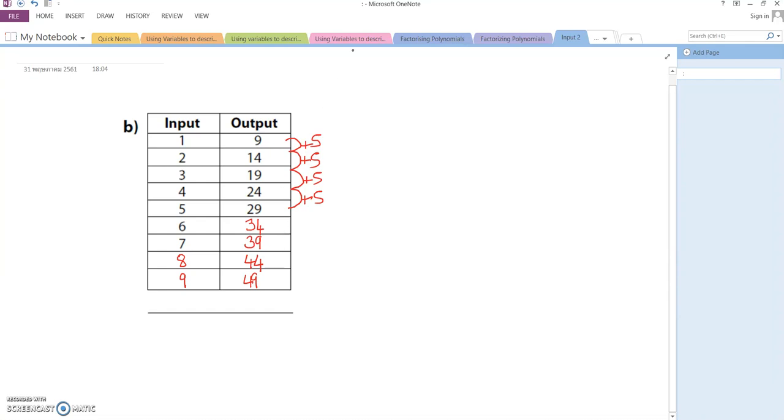Same as last time, what is happening? If this is 5, that means it is getting multiplied with the input. So we know it is something input multiplied by 5. And we take a look at the first one. 1 multiplied by 5 is 5 and obviously not 9. What should we do with 5 to get 9? We should add 4 to it. So what do we have? We have multiplied by 5 and then plus 4.